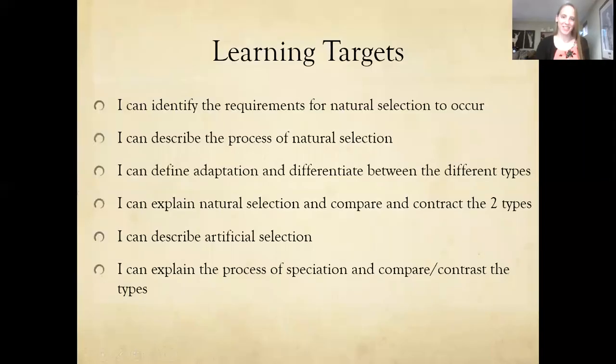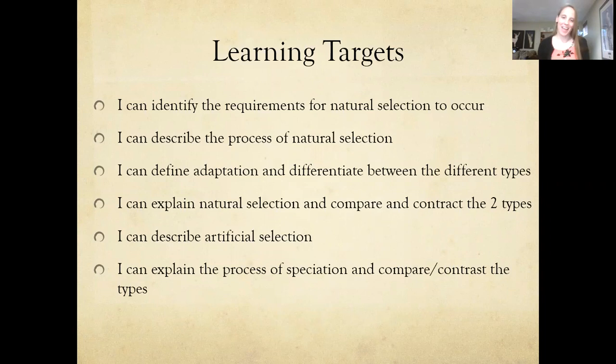Hey guys, so in the last lesson, we briefly touched on natural selection, which was the theory of evolution proposed by Charles Darwin. Today, we're just going to be diving much more in depth into natural selection. So for this lesson on natural selection, you need to know what the different requirements are for natural selection to occur. Then you have to describe the process of natural selection.